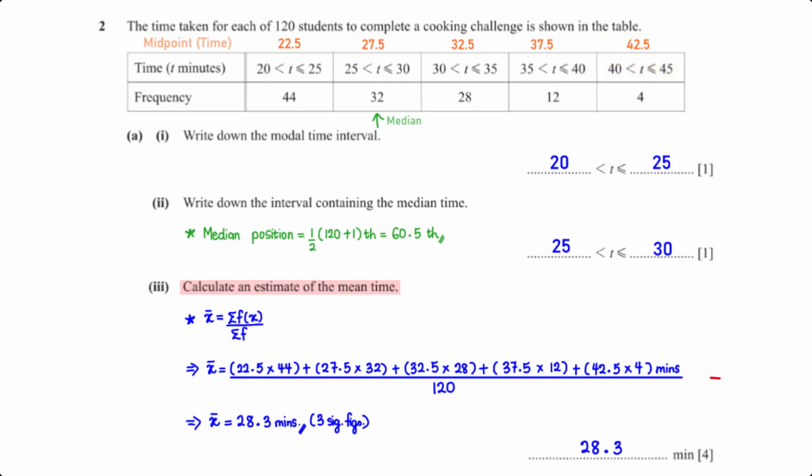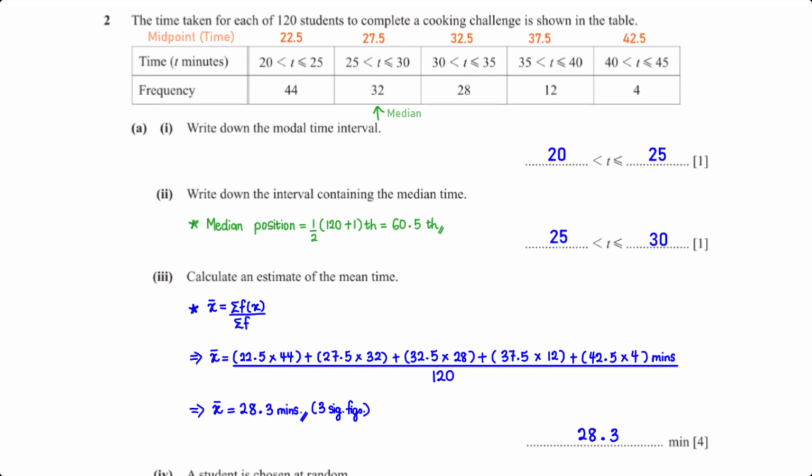So for sigma f of x, we have 22.5 times 44 plus 27.5 times 32 plus 32.5 times 28 plus 37.5 times 12 plus 42.5 times 4, divided by the number of students, which is 120. When we type this into the calculator, we get 28.3 minutes rounded to 3 significant figures.